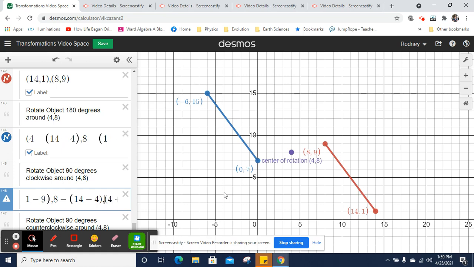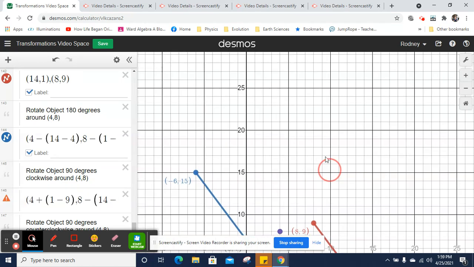Let's deal with this next one over here. So that's 8 and 9. So I'm going to switch that to 9 and 8. And that's going to be the change in the y from 9 to 8. So 9 minus 8. And over here, I'm subtracting the change in the x, which is going to be 8 minus 4.